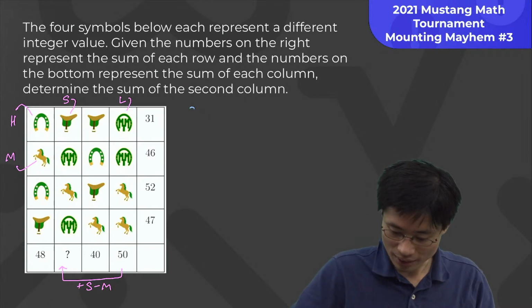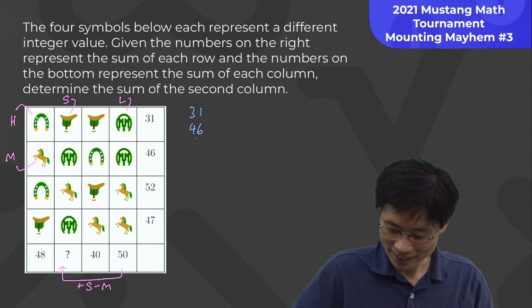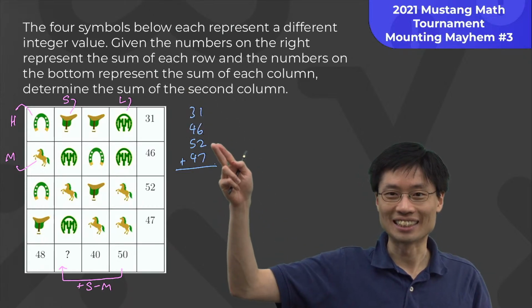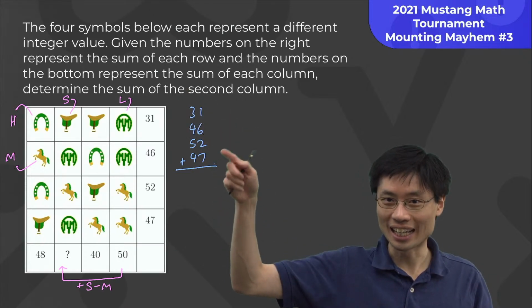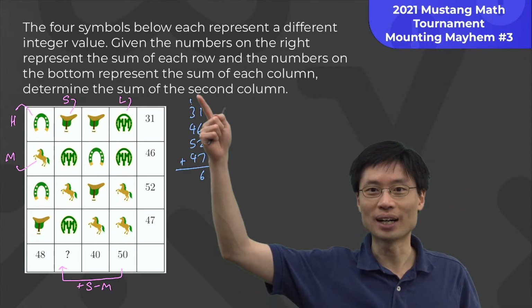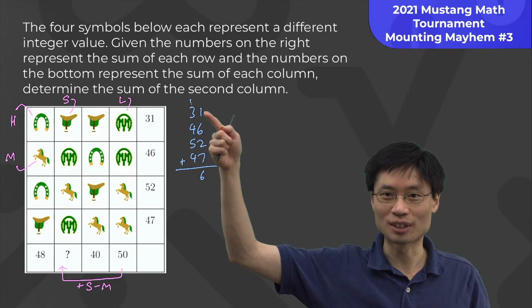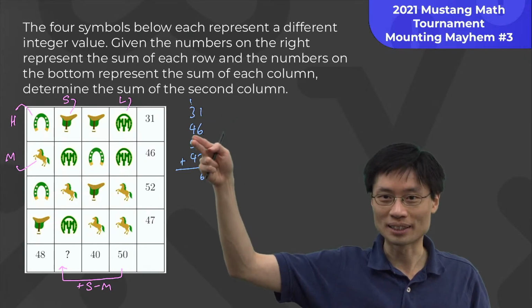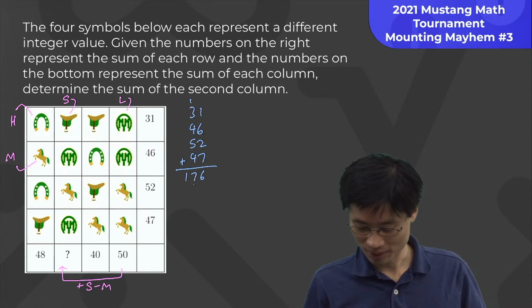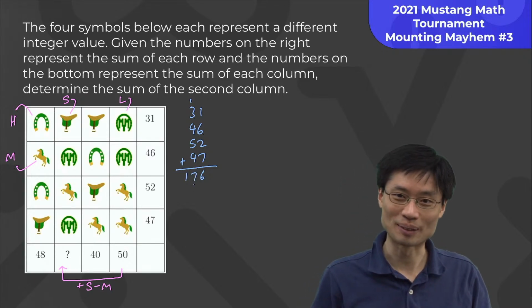So if I had 31, 46, 52, and 47. All right. 6 plus 1 is 7. 7 plus 2 is 9. 9 plus 7 is 16. All right, and I have 1 and 3 and 4. Okay, 1 and 3 is 4. Plus another 4 is 8. Plus a 5 is 13. Plus a 4 is 17. Hopefully I can do arithmetic.